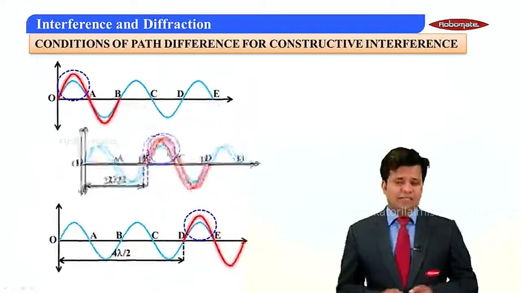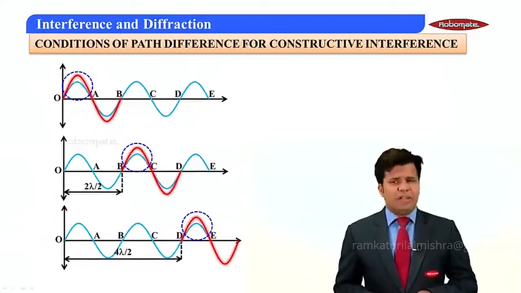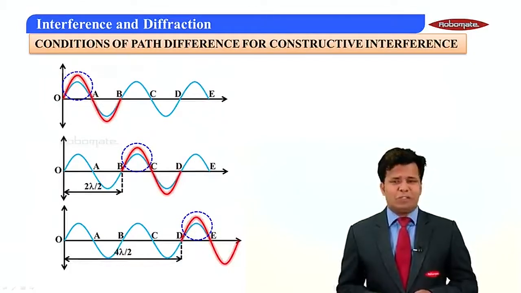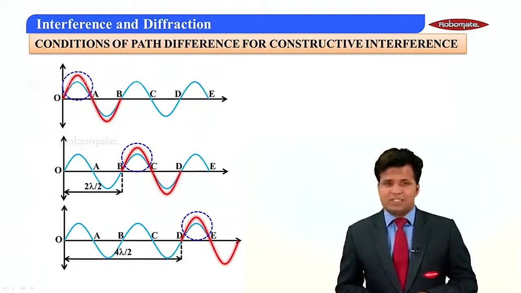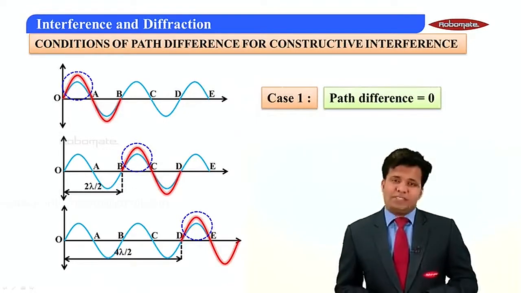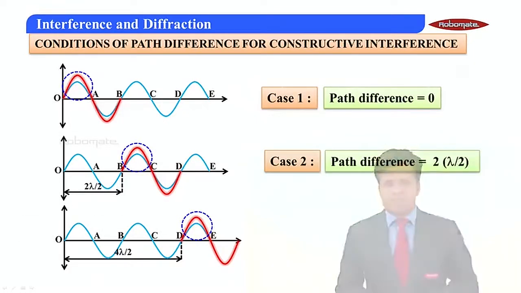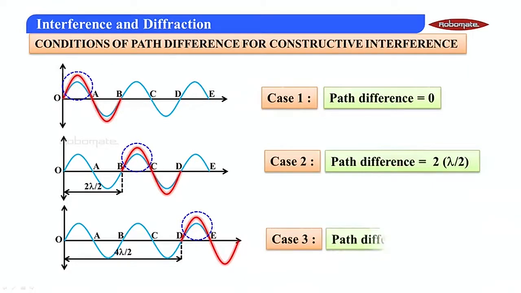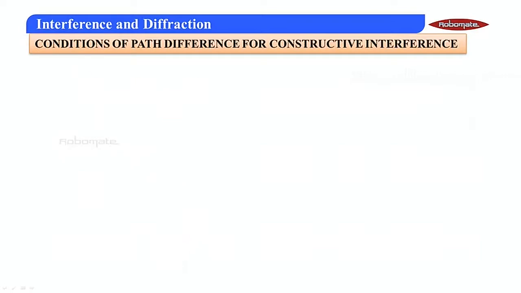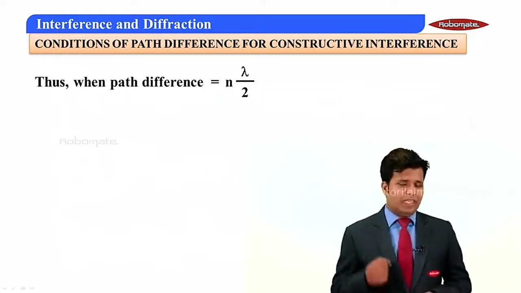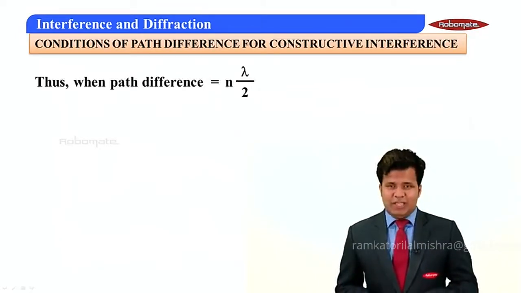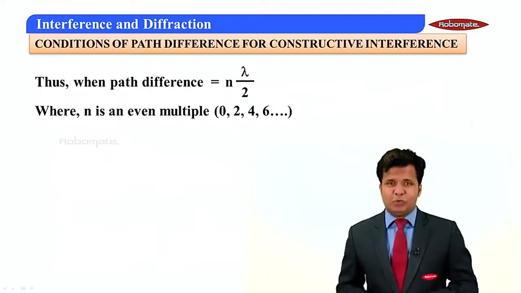So these three examples give a clear picture that whenever path difference is 0, 2 lambda by 2 or 4 lambda by 2, it's going to give us constructive interference. In case 1, the path difference is 0. In case 2, the path difference is 2 lambda by 2. Case 3, the path difference is 4 lambda by 2. The observation goes like 0, 2 and 4 are even numbers and lambda by 2 is multiplied by them. So I can say whenever the path difference is n lambda by 2 and n is an even multiple like 0, 2, 4, 6, it's going to give me constructive interference for sure.